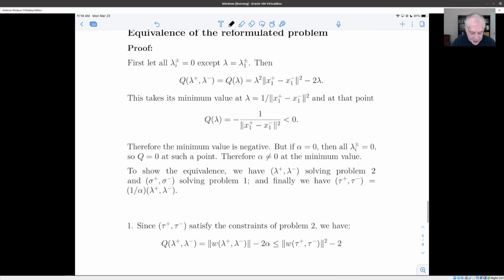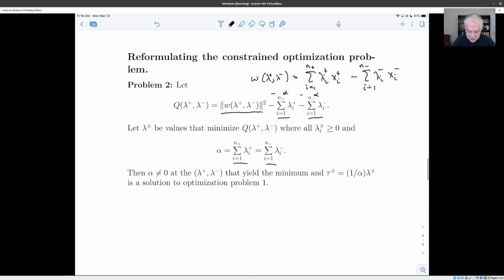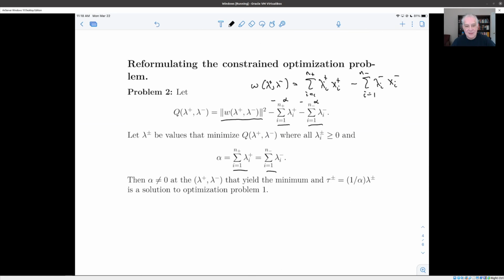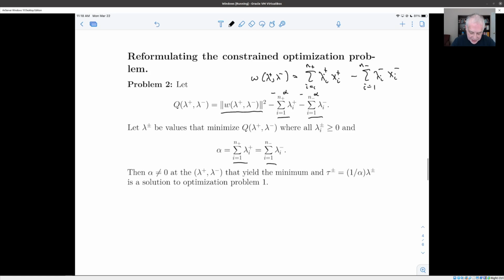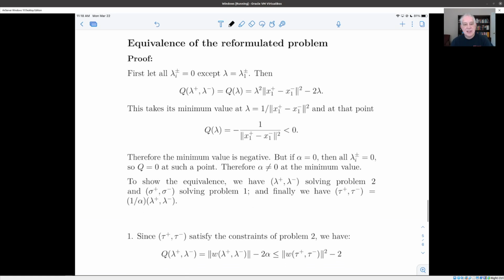So to prove that, let's first check that we don't have to worry about a bad situation in which we got an alpha equal to 0, because at the end we're going to need to divide by alpha. And the way to see that at the minimum value alpha is not 0 is to consider a very simple case where we set all the lambdas equal to 0 except the first one in the plus and minus. So essentially we assume that our sets only have one point in them. And we look at the function q on this special set of lambdas, and it becomes just a function of one variable, the variable lambda.